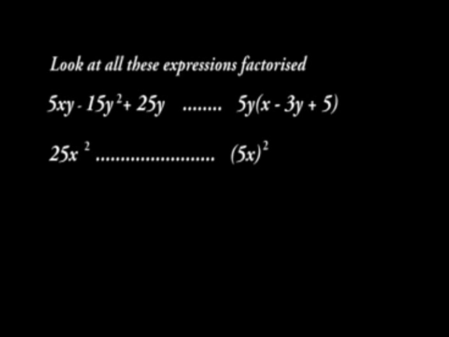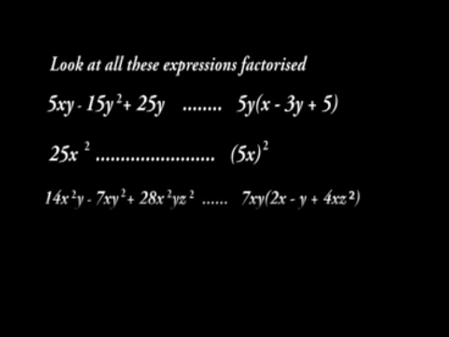14x squared y minus 7xy squared plus 28x squared yz squared is equal to 7xy, which is common to all and therefore outside the bracket. Inside the bracket we have 2x minus y plus 4xz squared.